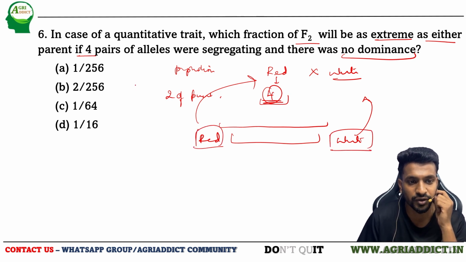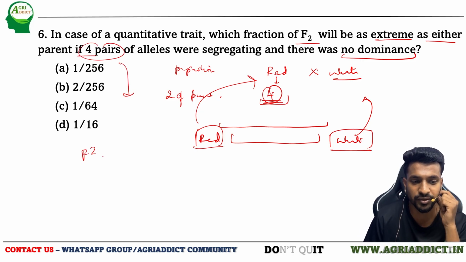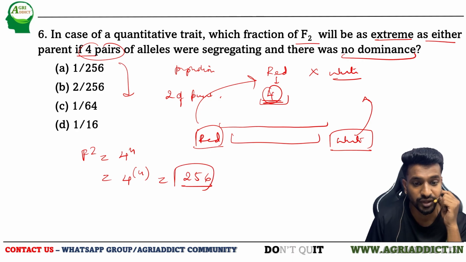See, first of all, what we can do is construct a perfect F2 population. So what will be the size of the perfect F2 population? I told you it is 4 power n. It would be 4 to the power of 4, which comes up to be 256. So we have to calculate out of 256 how many of them will be red and white. This is their question.